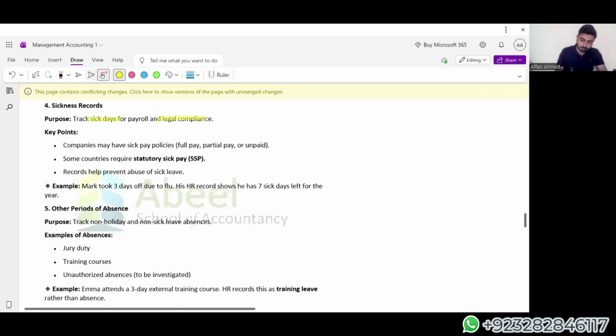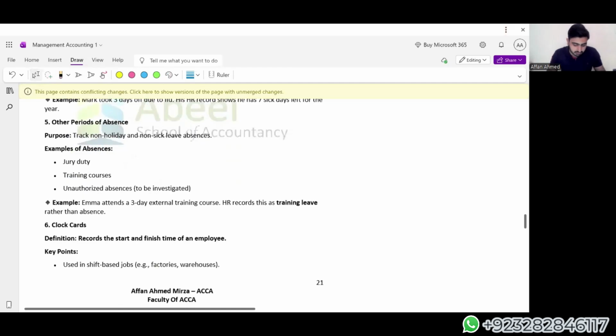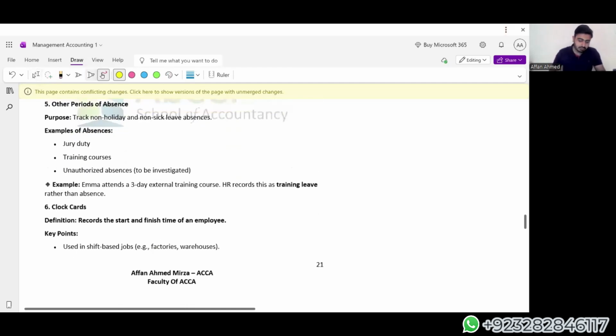Now, companies may have sick pay policies. Some companies are statutorily required to provide sick pay, statutory sick pay. Records help prevent abuse of sick leaves. So these are for the use of employees and for the company as well, for the reasons I have told you. For the employees, they should get sick pay. So they are entitled to it by the government. So they should get it. And if they're not getting it, they can prove it in court. Now, other periods of absence means some of the holidays that are not allowed, or not because of sickness.